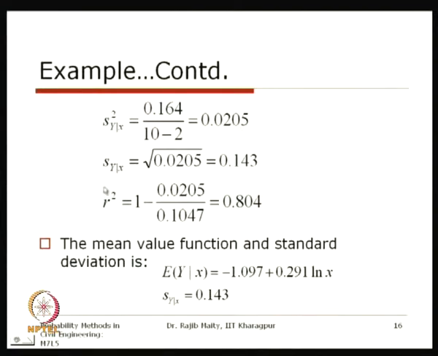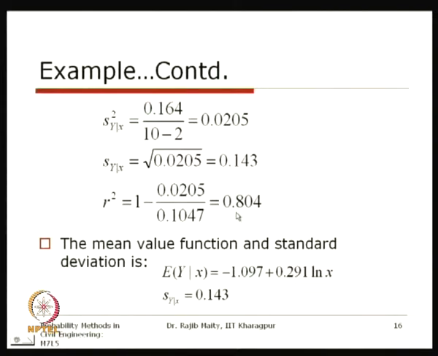If we calculate this, the conditional variance will be 0.0205. The conditional standard deviation is the positive square root of that, which is 0.143. And the percentage reduction of the variance is 1 minus what we got for the conditional, 0.0205, over the unconditional, which is 0.1047, which equals 0.804.